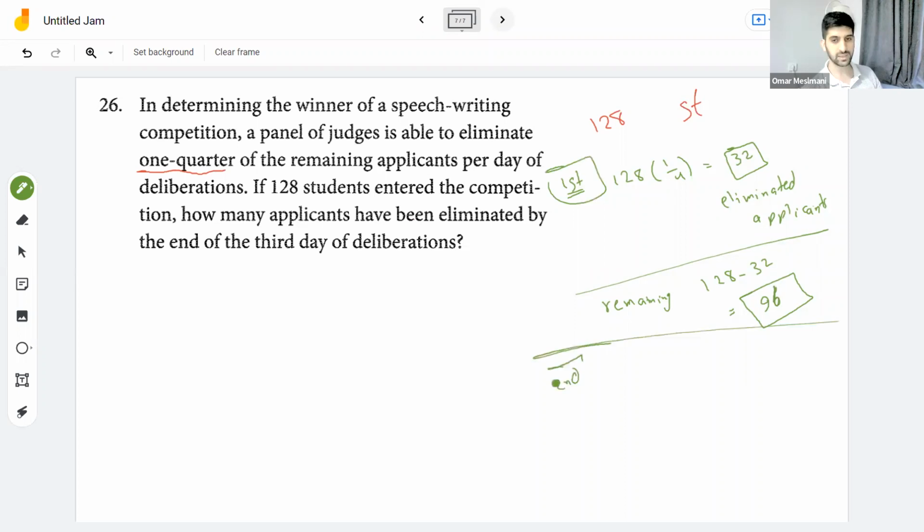Second day, what do we have in the second day? In the second day I have 96 multiplied by 1/4, because they are eliminating 1/4, and I get the answer. Again, what is this answer? It represents the eliminated applicants. And then I will see how many remaining. Tell me, what is it?